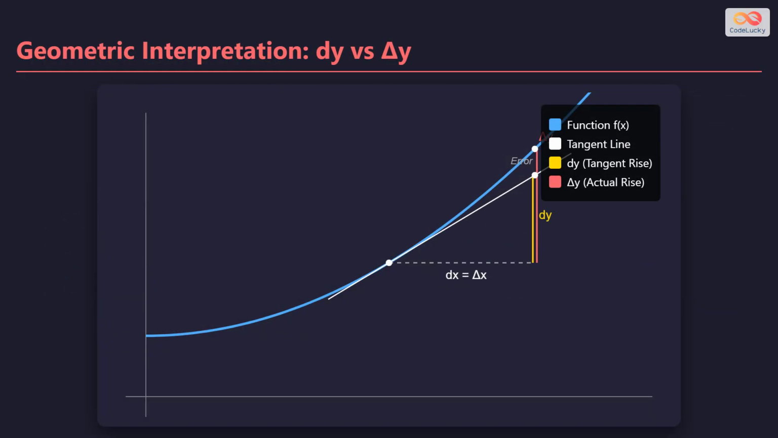Let's look at this geometrically. Here we have a blue curve representing our function. Starting at the dot on the left, we move to the right by an amount dx. The red line shows the actual rise of the curve, which is delta y. However, the yellow line shows the rise of the tangent line. This rise is dy. Notice that for small steps, the yellow dy and the red delta y are very close.